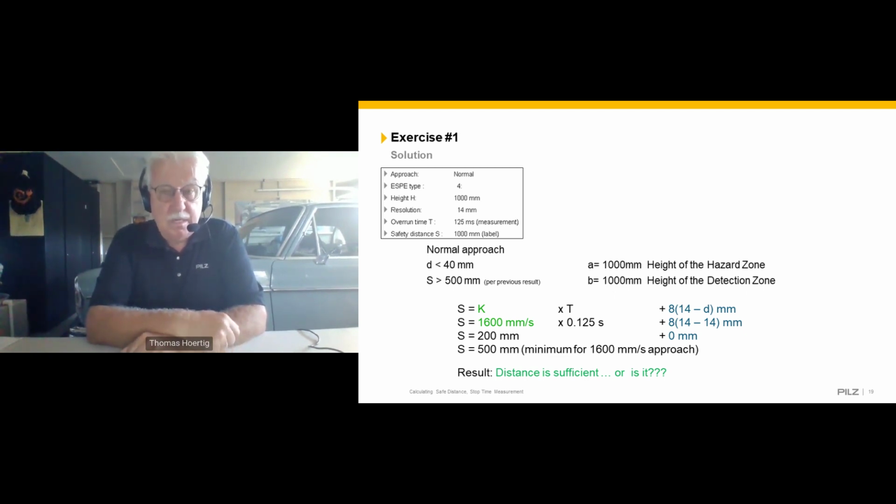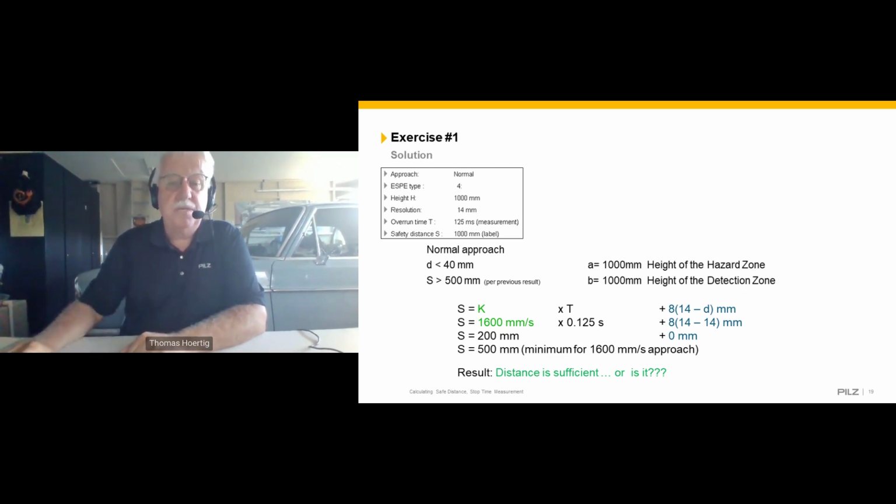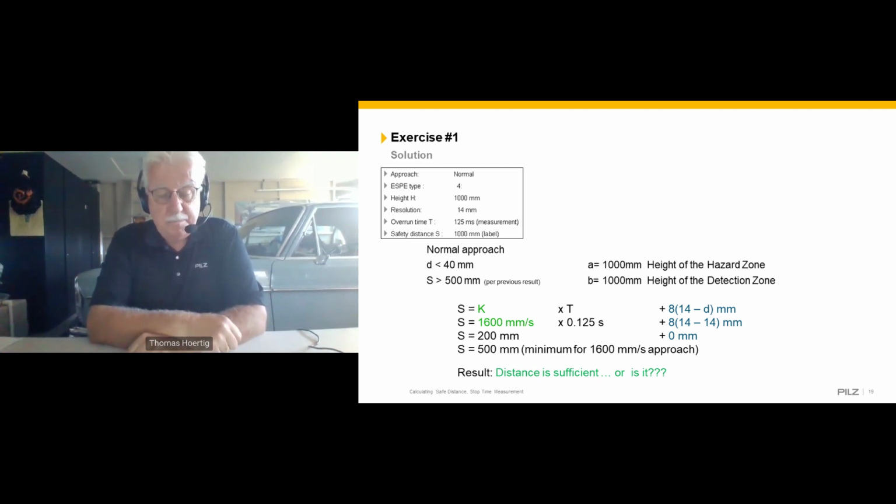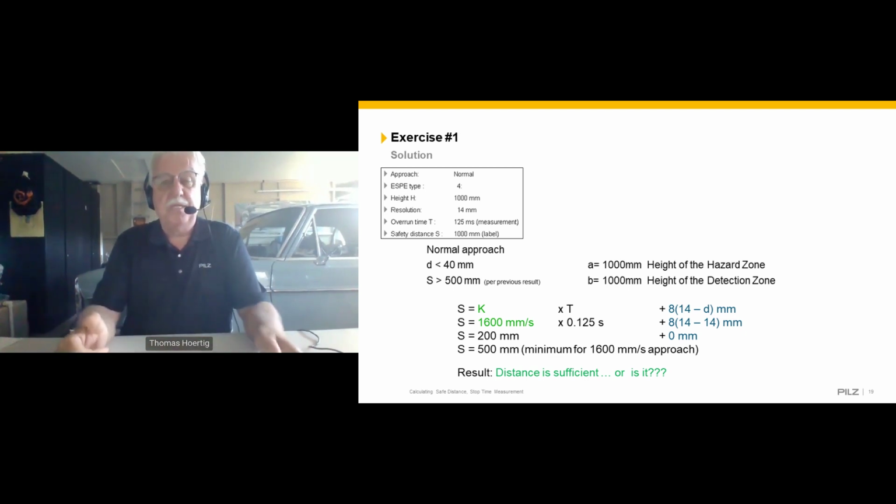Well, that's very short, right? So is this distance sufficient or not? Well, we have 1,000 and 200. So what are we going to do? Now we have to look into the possibility of reach over.